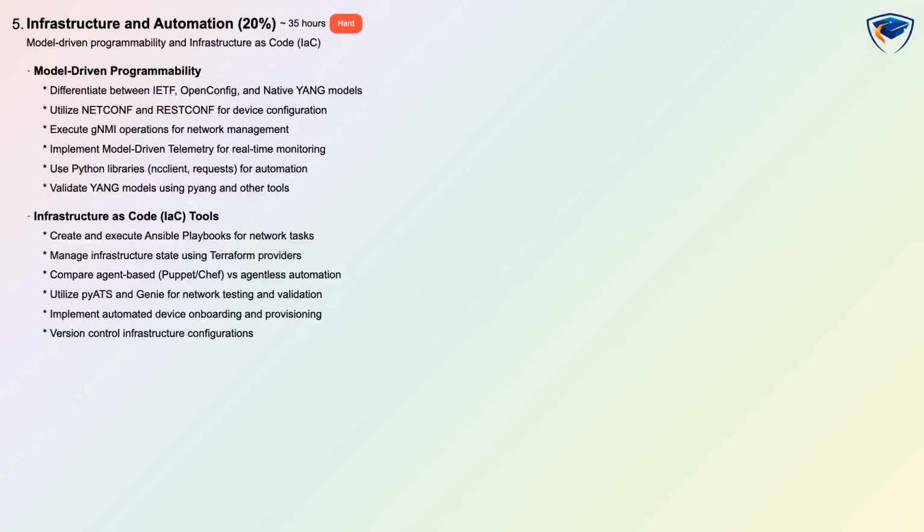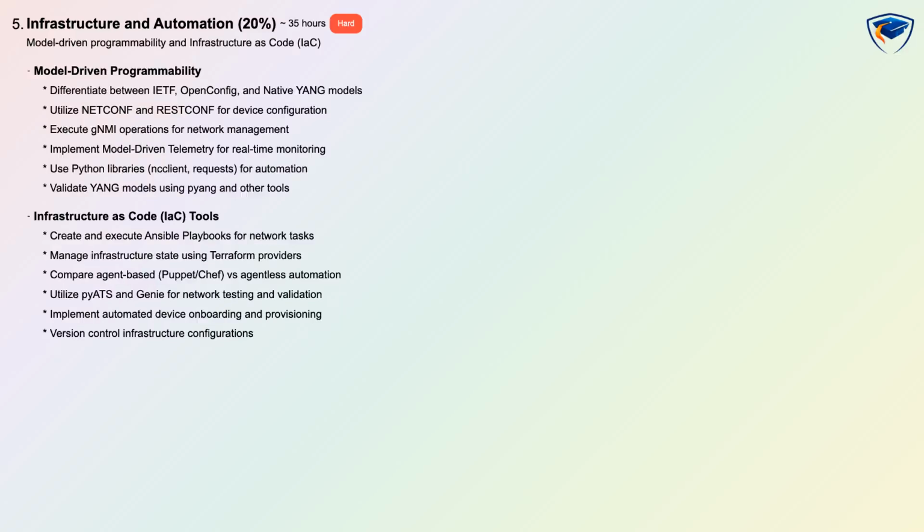Lastly, we have the infrastructure and automation domain. This domain focuses on model-driven programmability and infrastructure as code, IaC. In this domain, you can expect to be tested on model-driven programmability, including how to differentiate between IETF, OpenConfig, and native YANG models, utilize NETCONF and RESTCONF for device configuration, execute NETCONF operations for network management, implement model-driven telemetry for real-time monitoring, use Python libraries for automation, and validate YANG models using pyang and other tools.